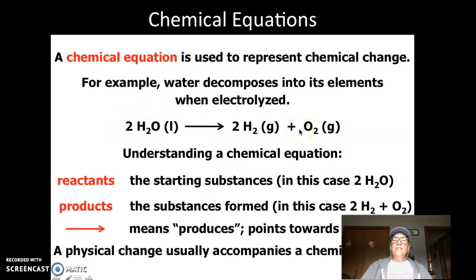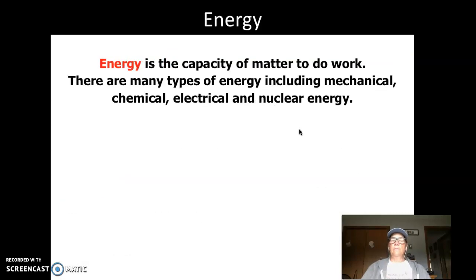Okay, a physical change usually accompanies a chemical change, but not necessarily. But it's common. Okay, all right. Whenever you're talking about a change, especially a chemical change, you're going to have a change in energy. Okay, energy is the capacity or the ability to do work. And whenever you have a chemical change, you're going to have a change in energy.